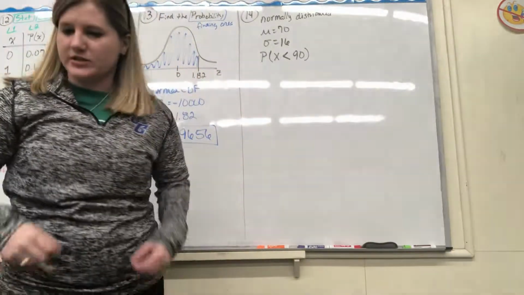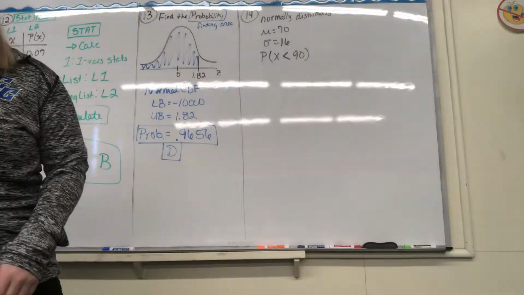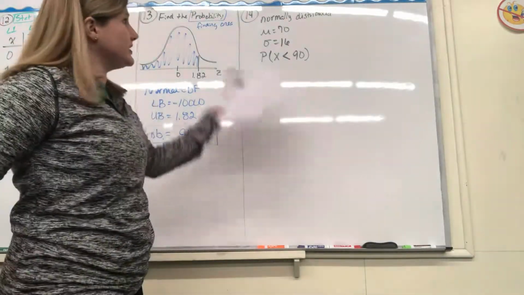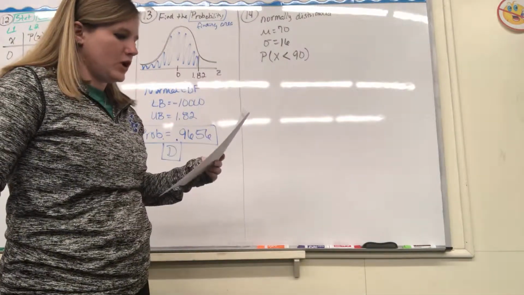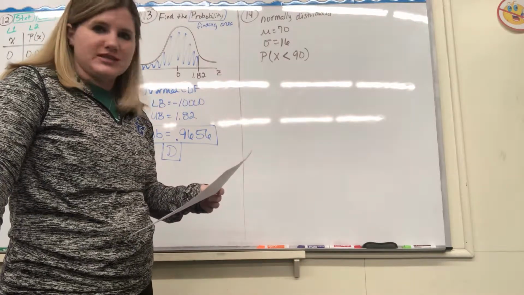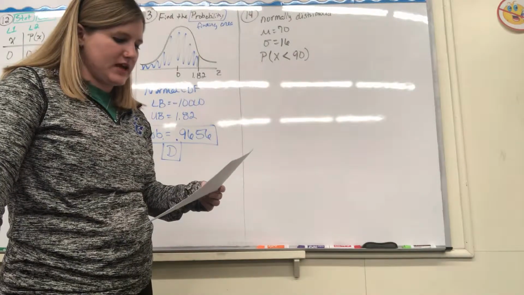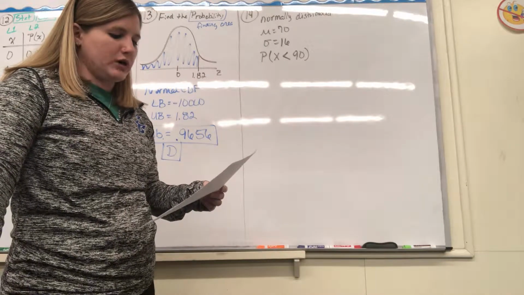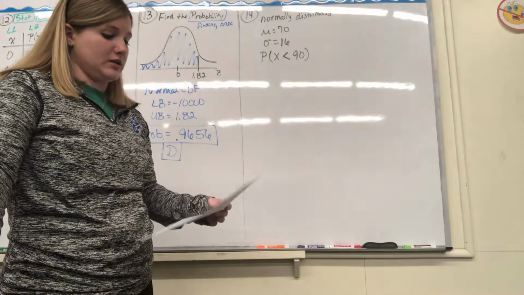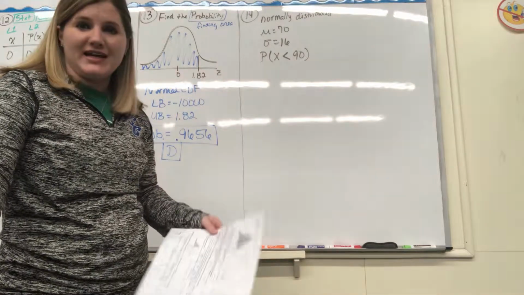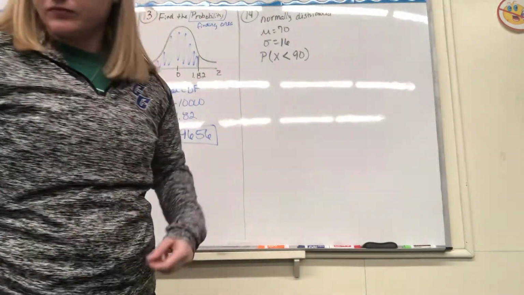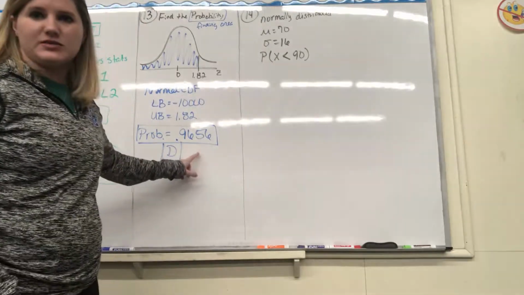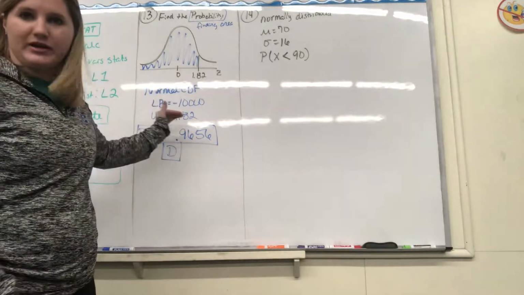Okay, last question on this page, question number 14. Assume that the random variable X is normally distributed with a mean mu equals 70, a standard deviation sigma equals 16. Compute the probability that X is less than 90. Okay, so finding the probability, we have to somehow get to this point where we can put in our lower bound and upper bound.